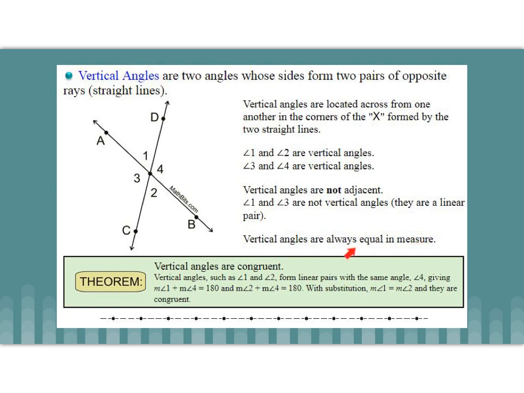Vertical angles are always equal in measure, and that's basically the vertical angle theorem. Vertical angles are congruent. So again, you do not need to copy this smaller font. Just this main theorem will be just fine.